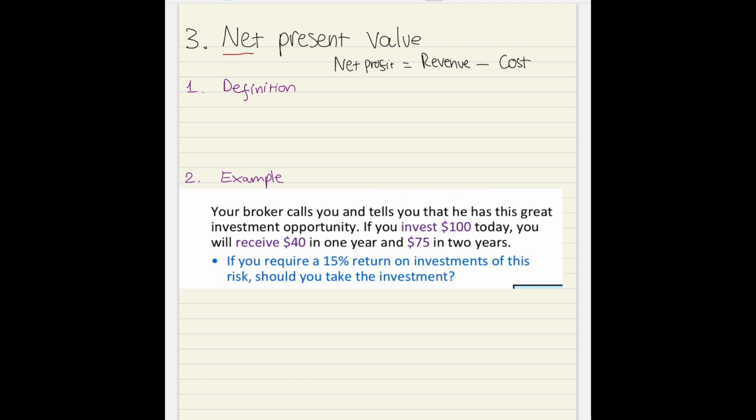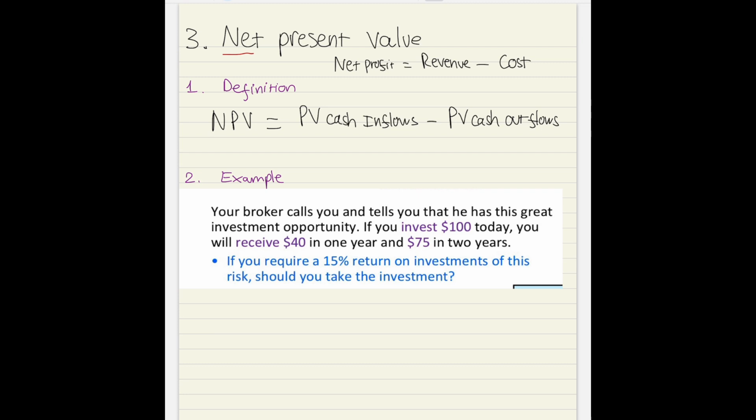So similar concept for net present value. Net present value is the difference between the present value of cash inflows and the present value of cash outflows. So if this is the definition of NPV, how are we going to apply it to examples?